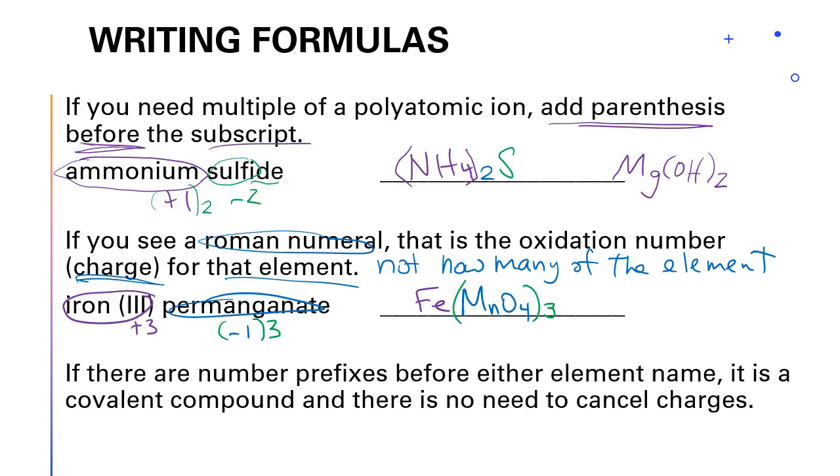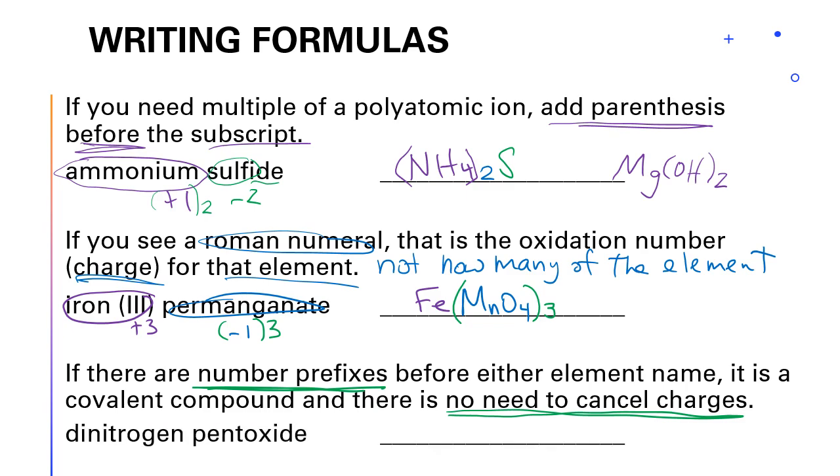And then if there's number prefixes like di or tri or tetra before either element, then there's no need to cancel charges. If you have the number prefixes, you don't have to cancel the charges. You just follow the number prefixes. So if we have dinitrogen, di means 2, so there's 2 nitrogens, N2. Pent means 5, so there's 5 oxygens, O5. There's no canceling charges, you're just writing exactly what it is.